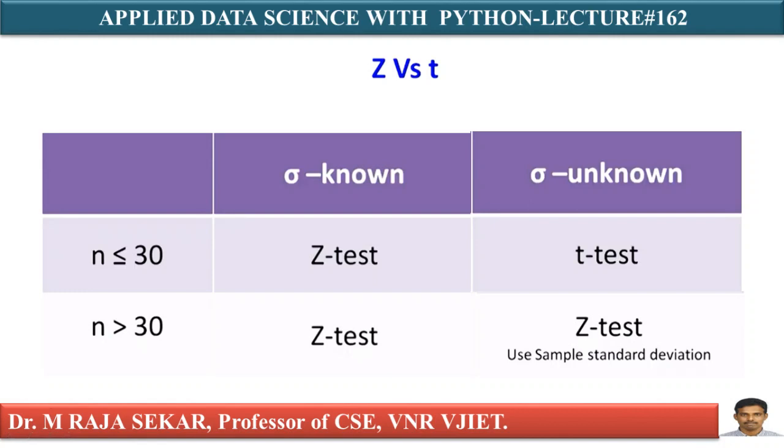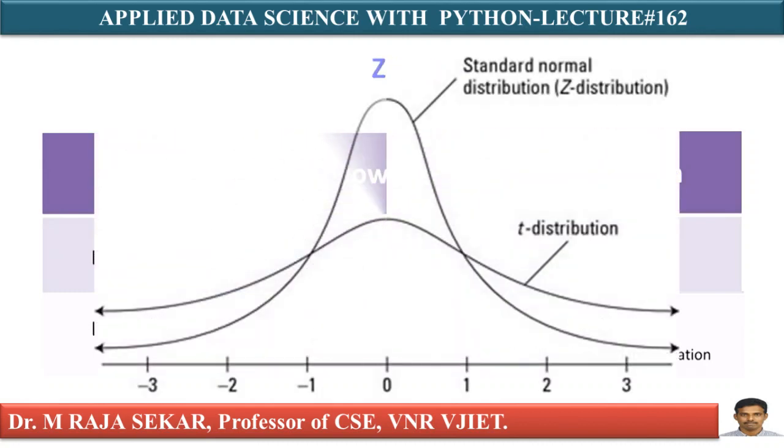As degrees of freedom increase, let me repeat this point: the T distribution is a special case of the Z distribution. If you observe carefully, the T distribution curve is flat, as you can see from this diagram. Whenever the degrees of freedom increase, it behaves like the Z distribution. Whenever sigma is unknown and n is greater than 30, you can go for Z-test. That's why in many statistical packages, there won't be a separate tab for running Z-test. It has a tab only for T-test.